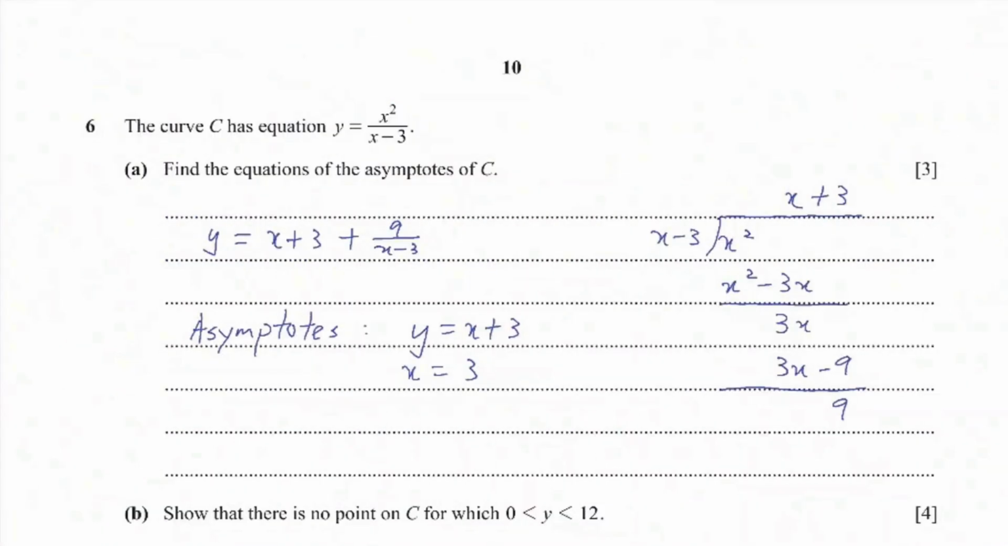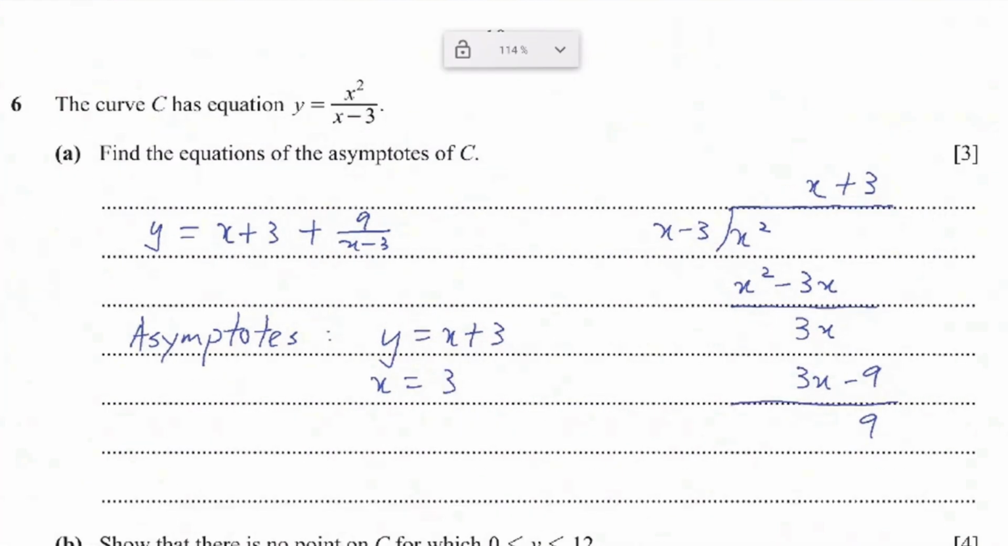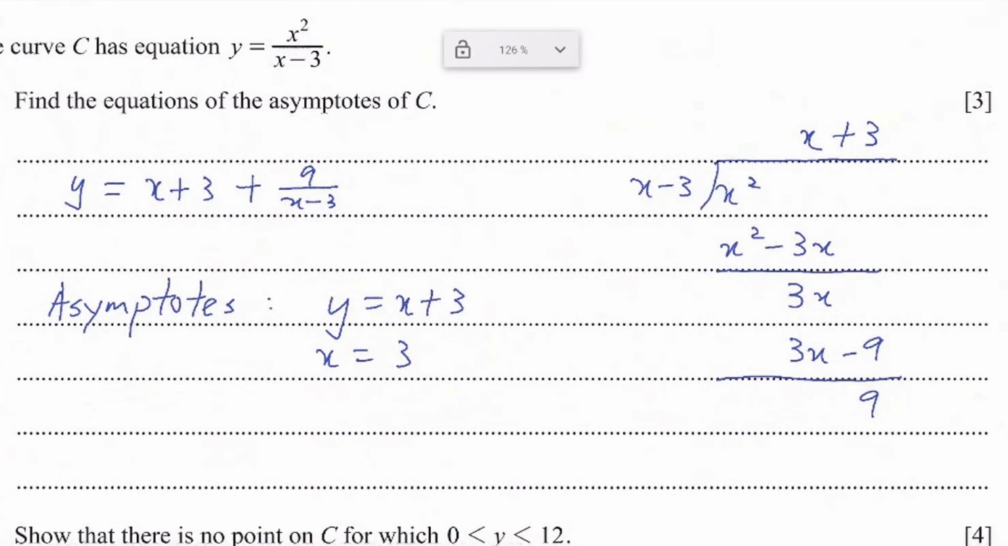I think this is it. Okay, next one. Curve sketching. The curve C has this equation. Find the equations of the asymptotes of C.